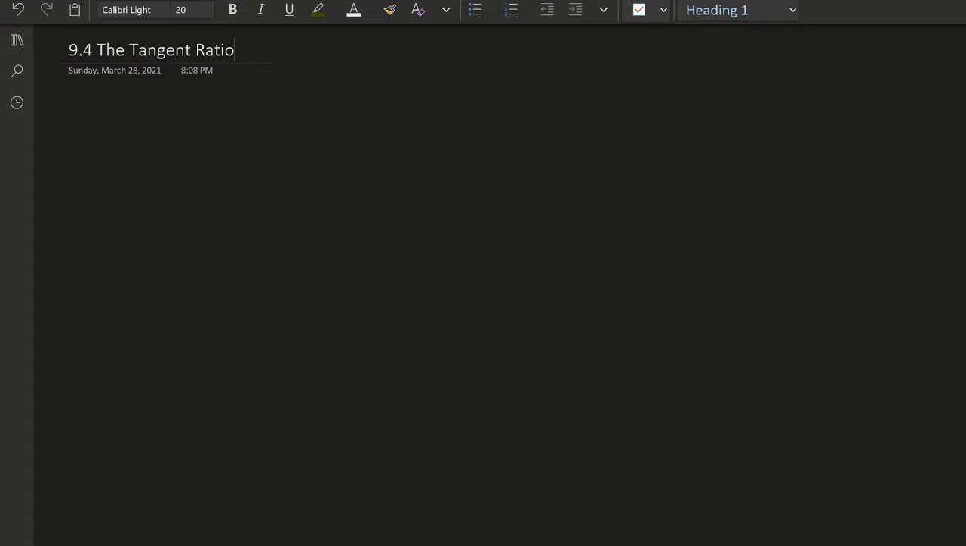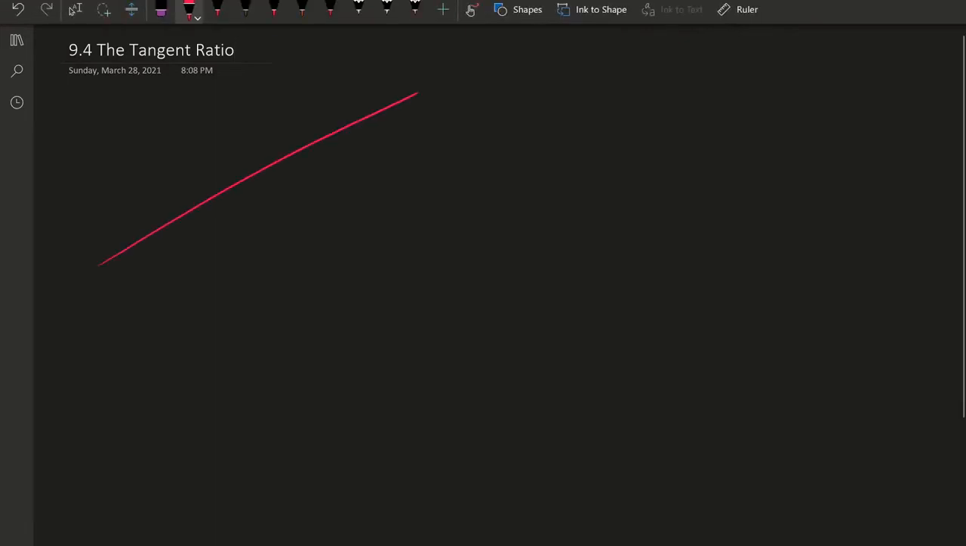Today we're going to be talking about something called the tangent ratio. Now, we've done something with some special right triangles, so I'm going to go ahead and start off by drawing one of our special right triangles. This would be a 30, 60, 90 triangle. And if you remember, we have 1, 2, and square root of 3. That's the basic sides of our 30, 60, 90 triangle.